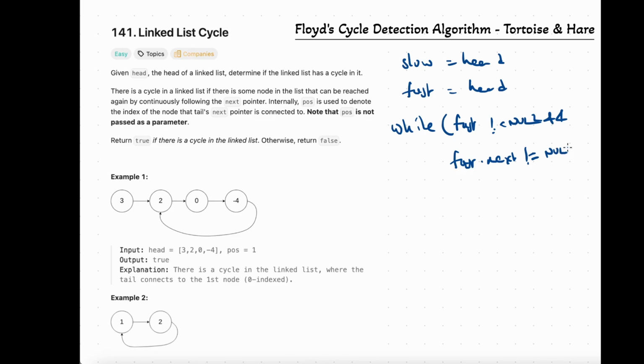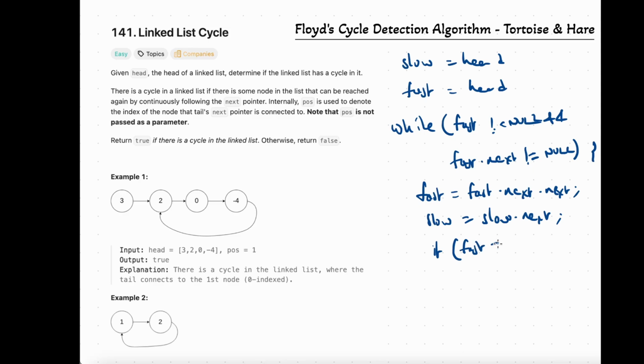Why? Because if there is no cycle, fast or the next of fast might become null. We don't need to check for slow because fast will reach the null before slow. We'll change fast by 2 pointers. That's how it moves twice as fast. And slow by 1 pointer. If they meet somewhere, if fast equals slow, a cycle is there. Otherwise, there is no cycle. And it is guaranteed that if there is a cycle, they both meet.